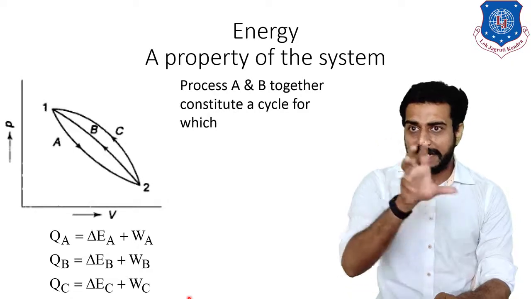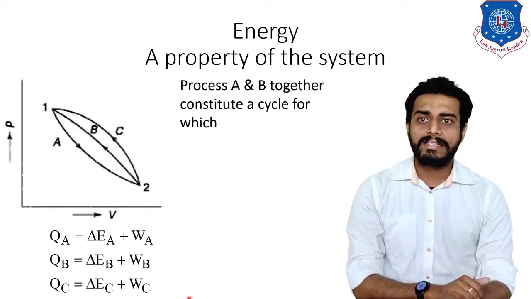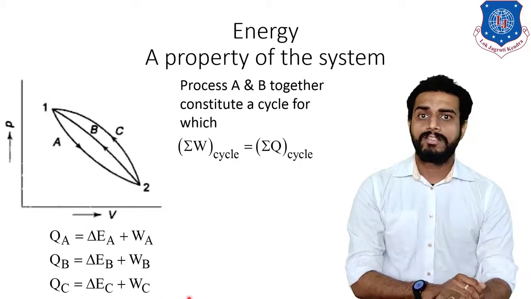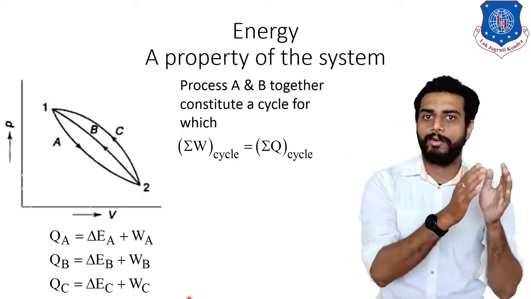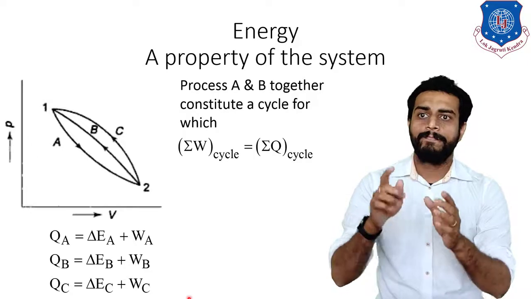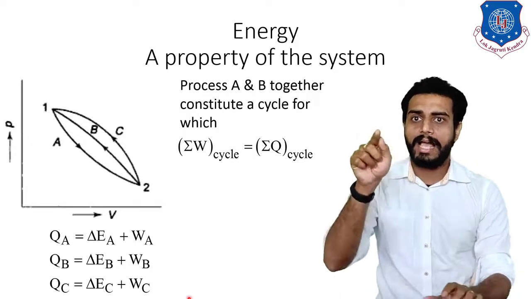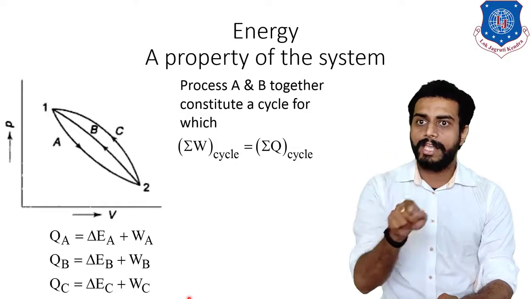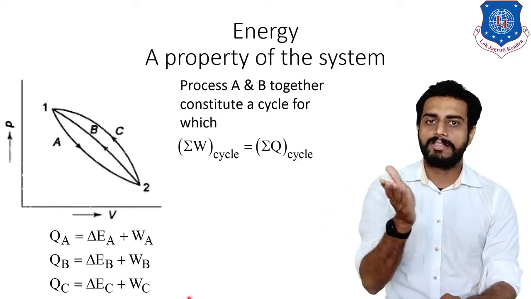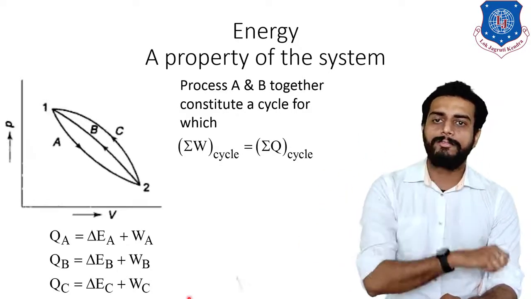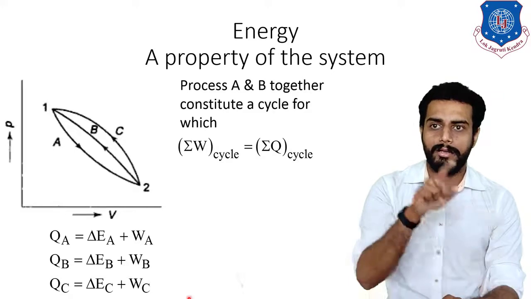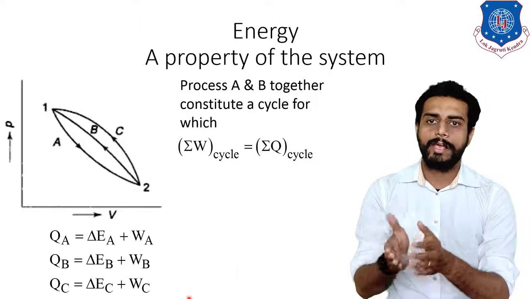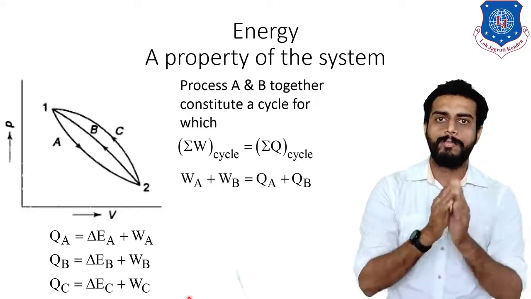Now, let us consider A and B processes together constituting a cycle. For that cycle, what can we write? We know that for a cycle, the first law is the summation of W is equal to the summation of Q, right? Here A and B together are constituting a cycle. So what will be the work transfer related to A and B? Obviously WA plus WB. And what will be the heat transfer corresponding to the AB cycle? Obviously QA plus QB. So we can write WA plus WB is equal to QA plus QB.